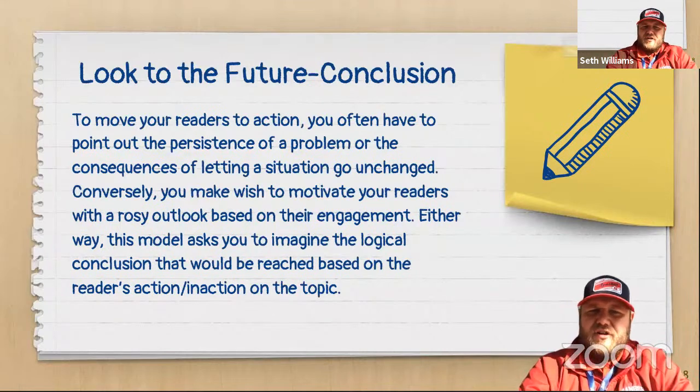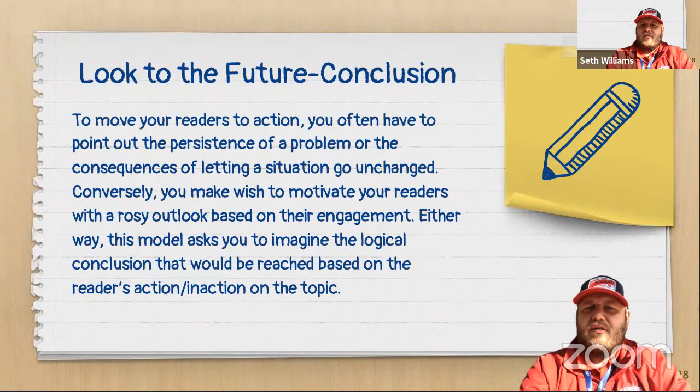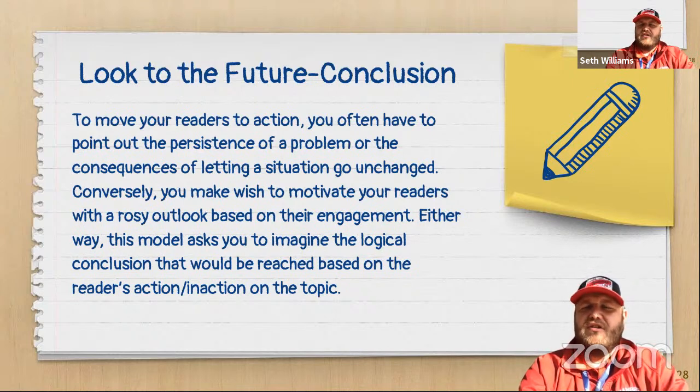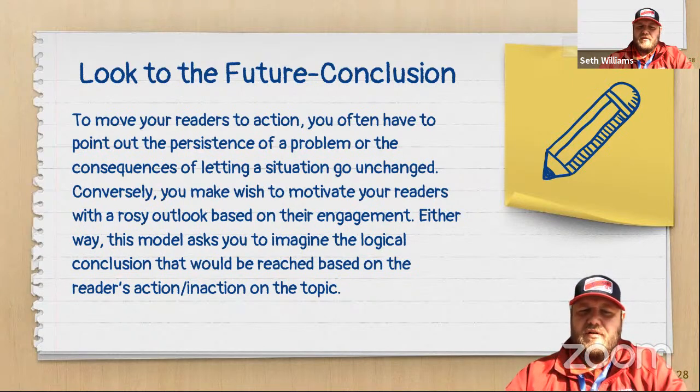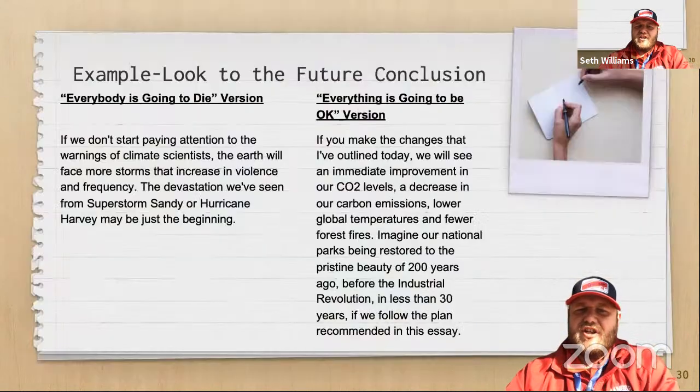Okay. After challenge a reader, we have look to the future conclusions, which is basically a hypothetical of what the future is going to look like if you are able to do what I'm telling you to do in my paper. So here's an example of look to the future. And just like challenge a reader, there are two types, but the difference is these two types are good. So you have the scary, everyone is going to die version, or the good, everything is going to be okay version.